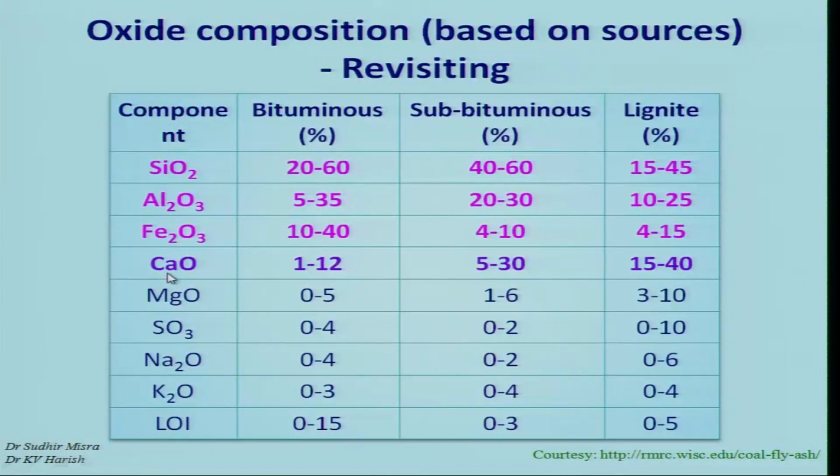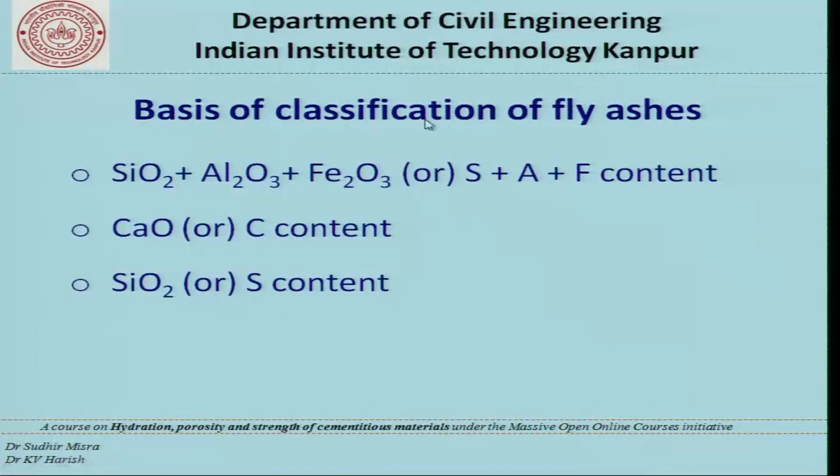The other one is merely based on the percentage of calcium oxide. Accordingly, the standards classify fly ashes into different categories, and sometimes it is also important to know how our Indian standard classifies fly ash. So the basis of classification of fly ashes is on three factors. One is, as I mentioned, S plus A plus F. The other one is the C content, or calcium oxide. Remember, C is not carbon. This is an abbreviation, a cement chemist abbreviation, for calcium oxide. And the other one is that sometimes even the silicon dioxide present is specified.